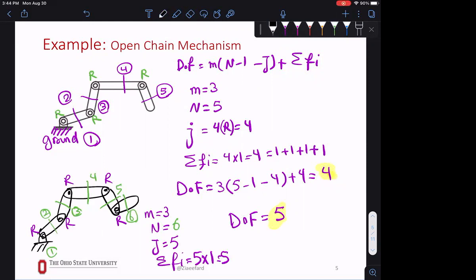These open chain mechanisms are called NR. For all NR mechanisms, open chain mechanisms, the degree of freedom is N. So if there were 10 revolute joints that connect 11 links, your degree of freedom is going to be 10. So for an open chain mechanism that is NR, a quick way is: DOF is going to be N. It has to be an open chain though.